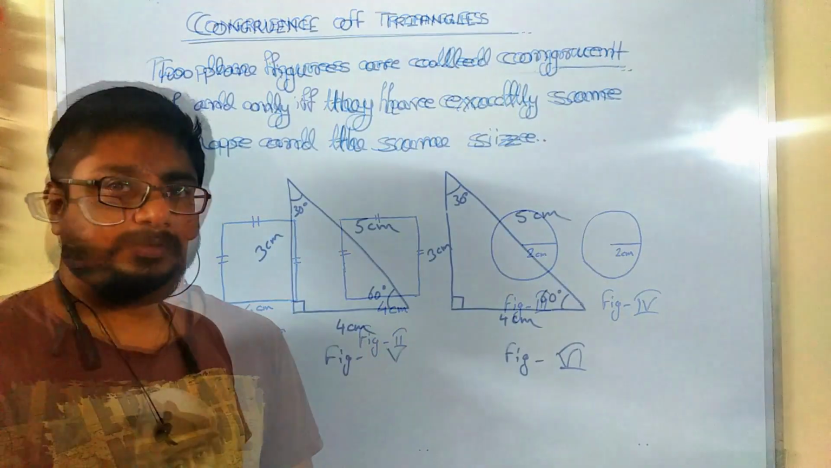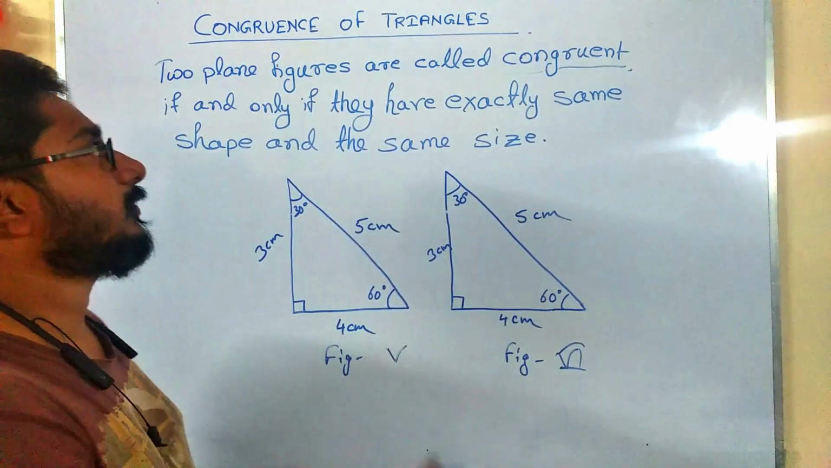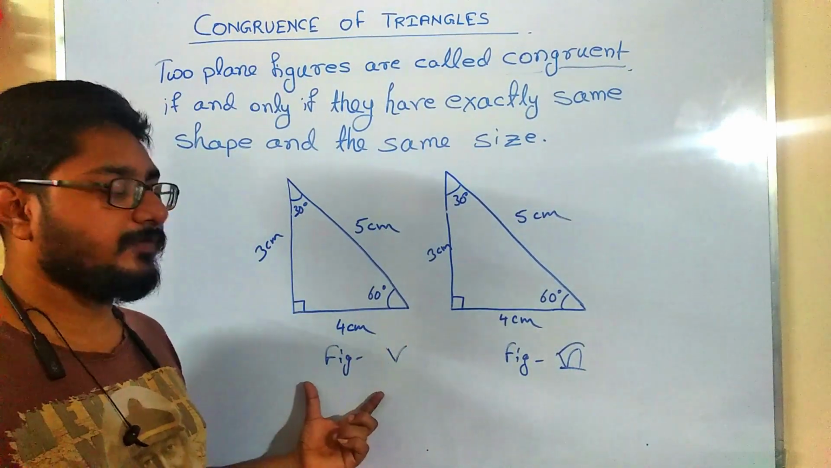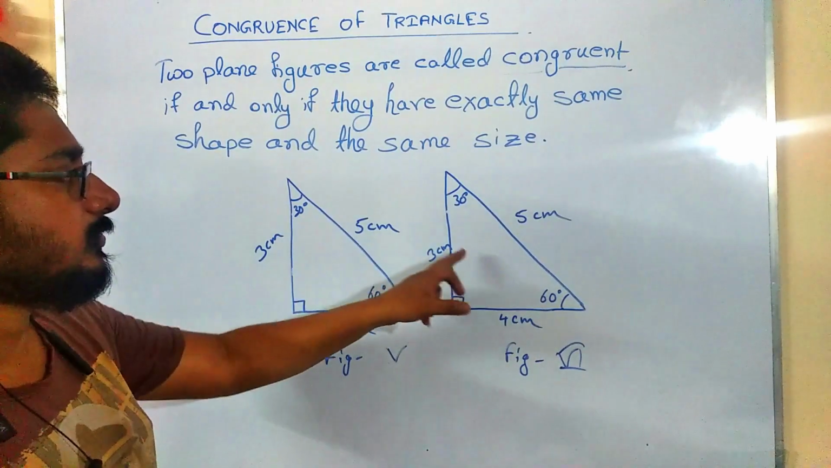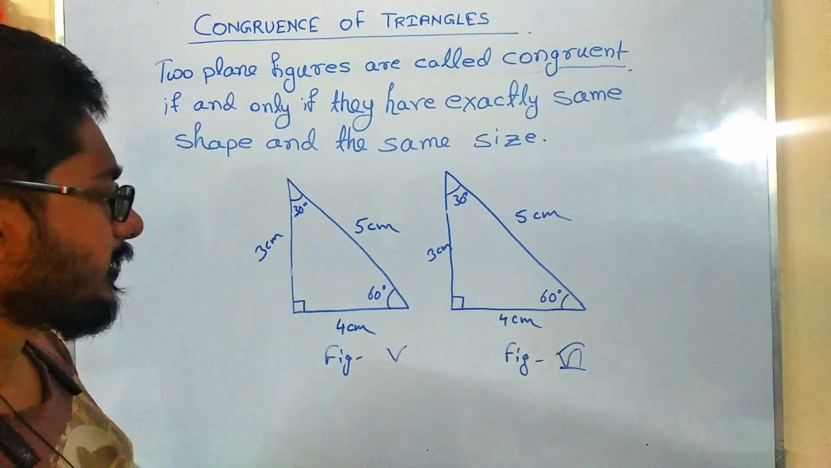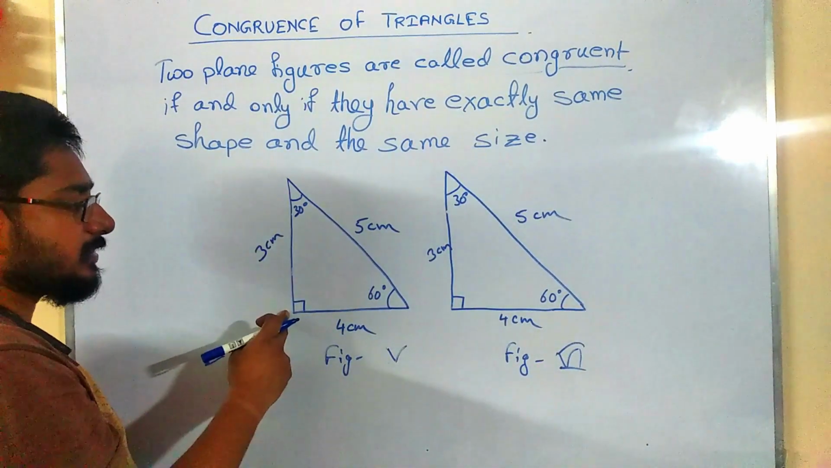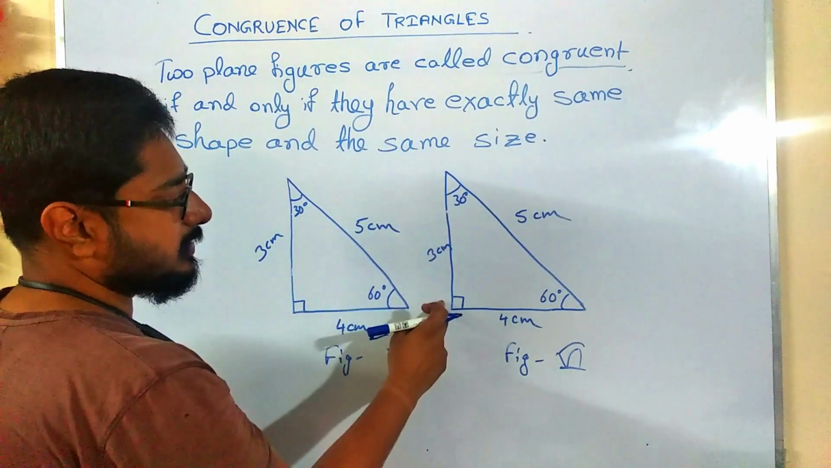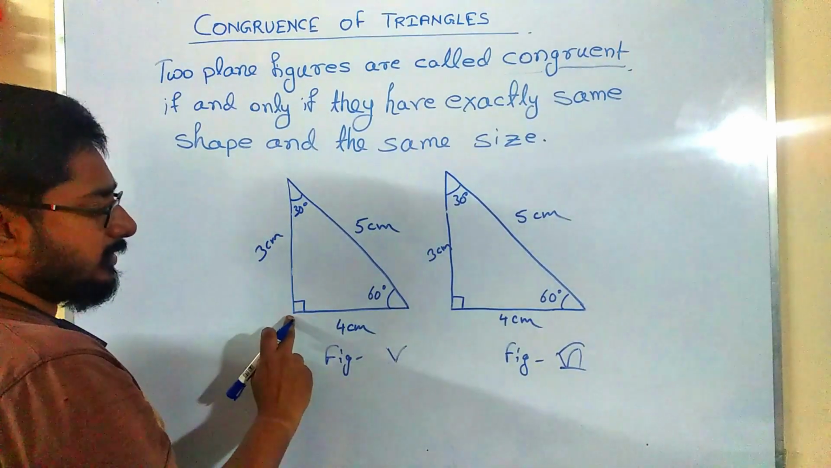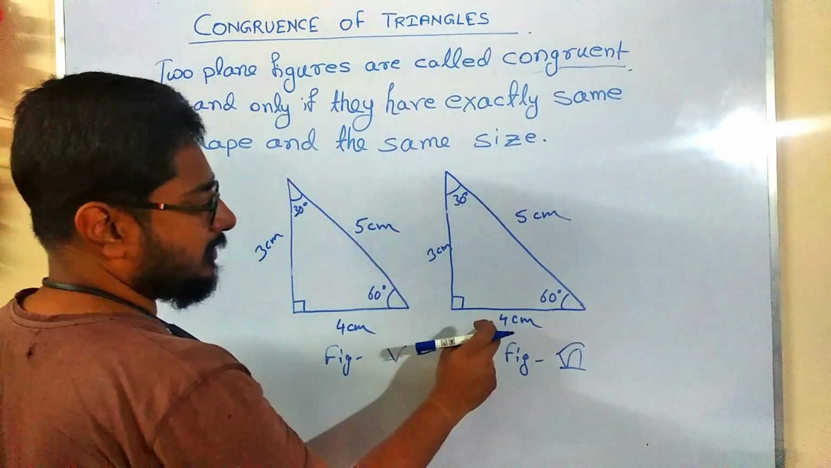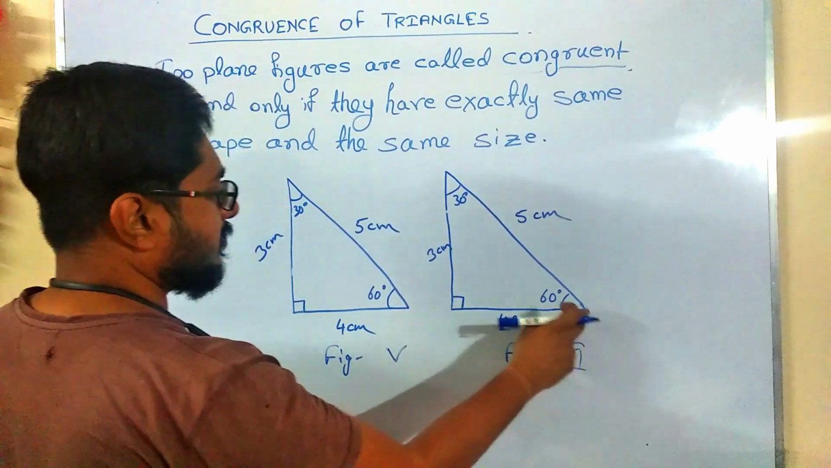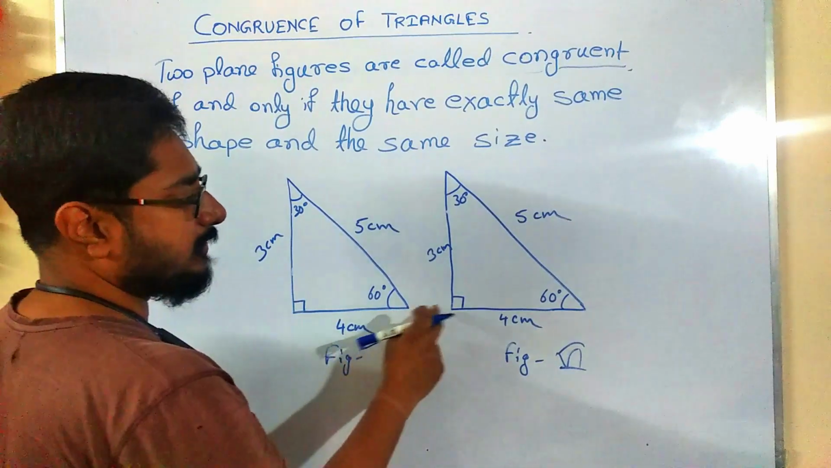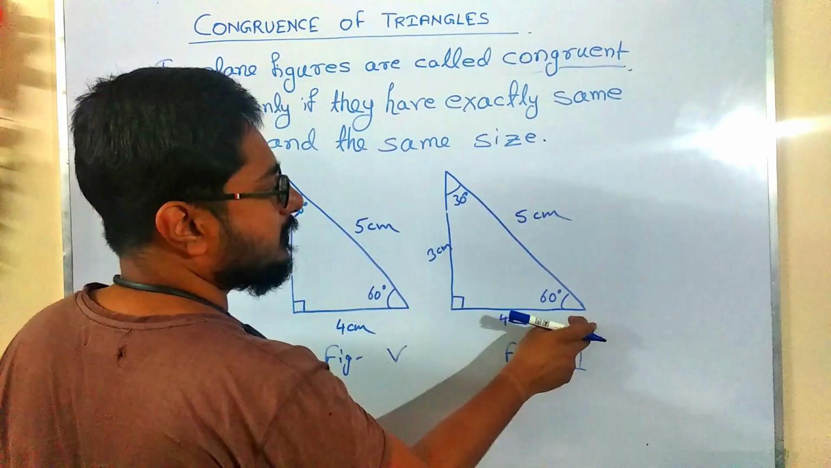congruent. Now since we are learning about congruency of triangles, I have drawn two figures, figure 5 and figure 6. I have drawn two triangles. In these two triangles you can see one side is of 3 centimeter. In figure 6 also this side is of 3 centimeter. The base is of 4 centimeter. In this figure also base is of 4 centimeter. In figure 5, hypotenuse is of 5 centimeter. In figure 6 also hypotenuse is of 5 centimeter.